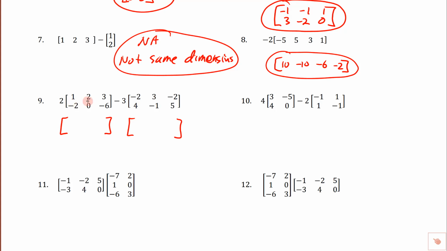So let's go ahead. We're going to distribute through here with the scalar multiplication. So we have a 2, a 4, and a 6, and a -4, and a 0, and a -12. Now what I'm going to do next is personal preference. This has a -3. We could just distribute the 3 through, but I'm actually going to distribute the -3 because it generally makes it a little bit easier if we're adding these matrices together.